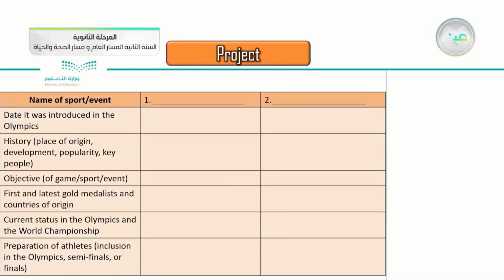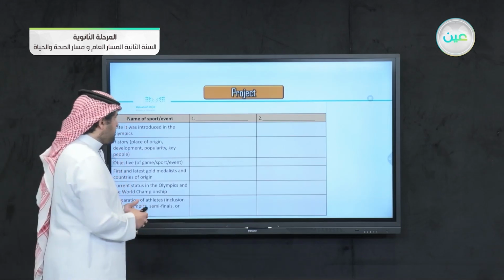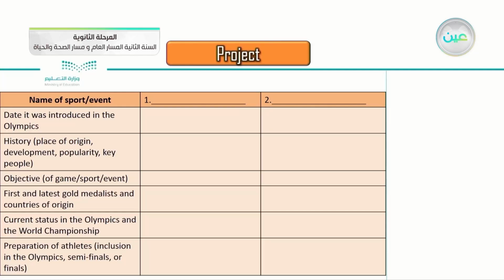So this is the chart here. When you do some research about two sports, you have to fill the chart. Name of the sport or event, date it was introduced in the Olympics, history, which means the place of origin, development, popularity, key people, the objective of the game, sport, event. What do we have to do? First and last gold medalist and countries of origin, current status in the Olympics and the World Championship, preparation of athletes, inclusion in the Olympics, semifinals or finals. So you have to do research about 2 sports and fill this chart.